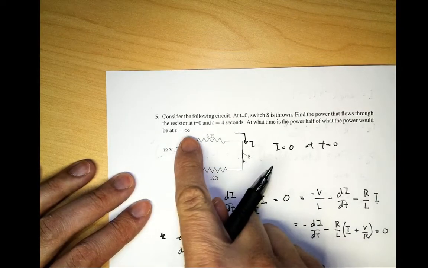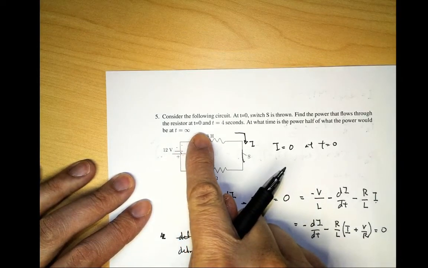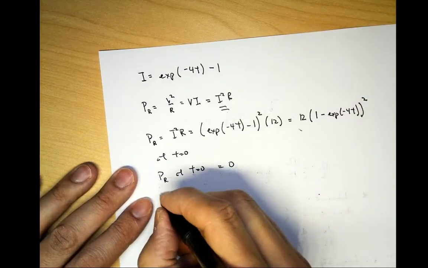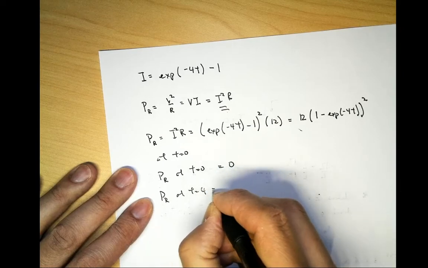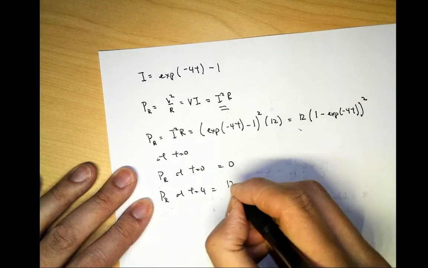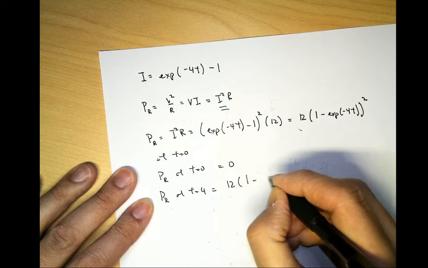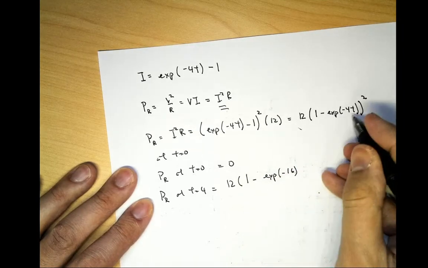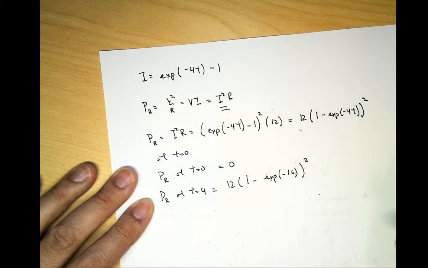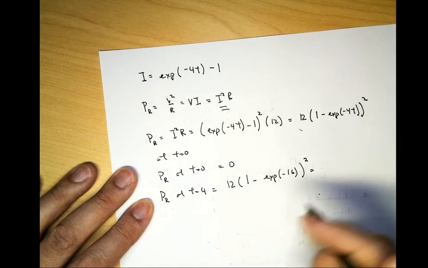Second thing: find the power at t equals 4 seconds. So the power of the resistor at t equals 4 is just going to be 12 times 1 minus exponent to minus 16, since 4 times 4 is 16, entire thing squared. I'll let you figure out what that is going to be. So that's basically some answer right there.